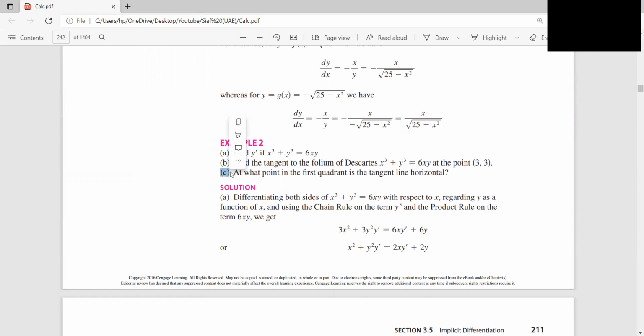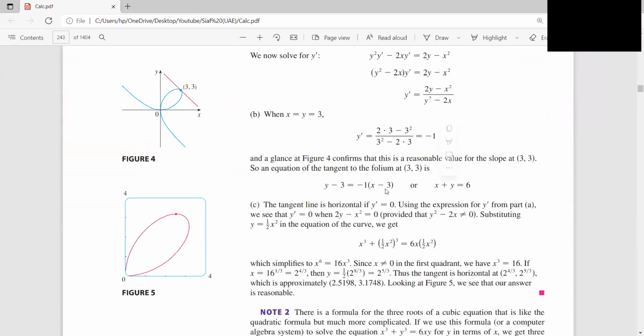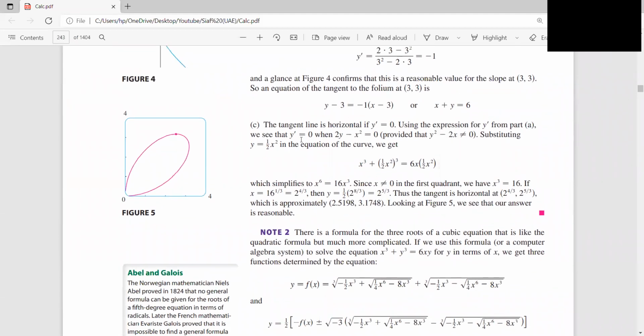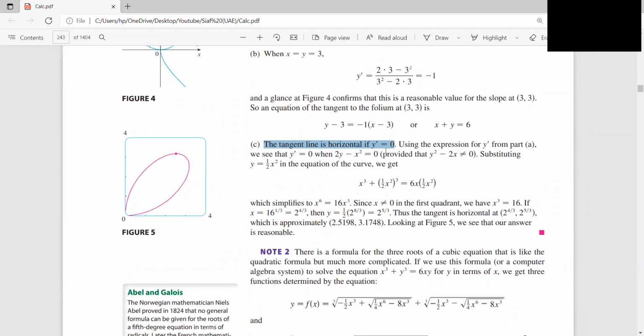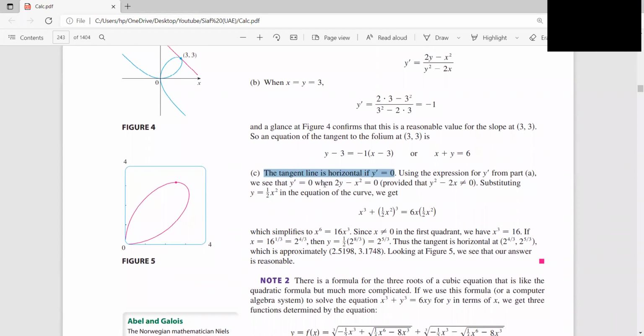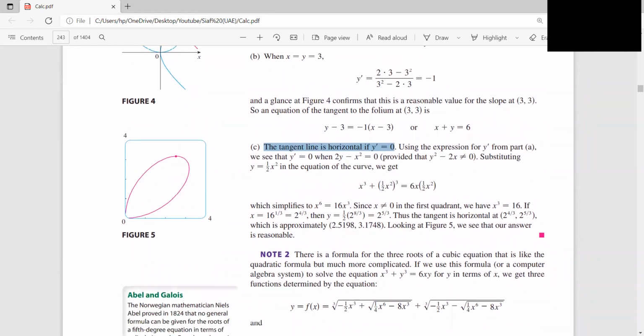Okay, part C is, at what point in the first quadrant is the tangent line horizontal? Okay, the tangent line being horizontal means that the slope will be 0. The tangent line is horizontal if y dash is 0. Using the expression that we got in part A, okay, let's do it again.